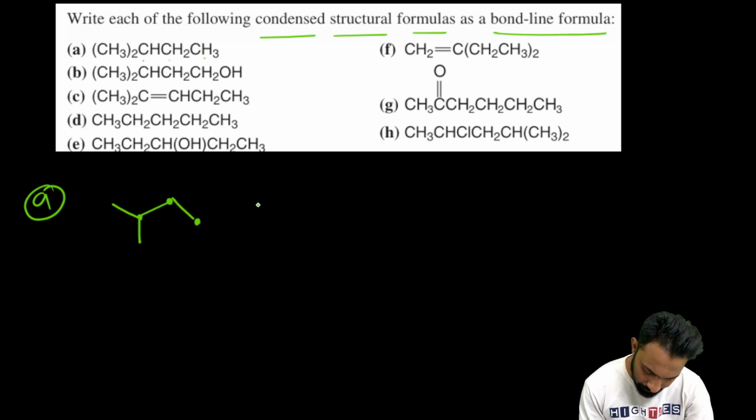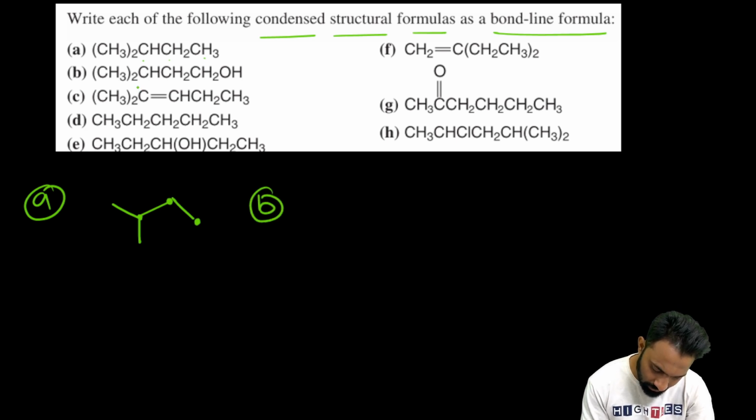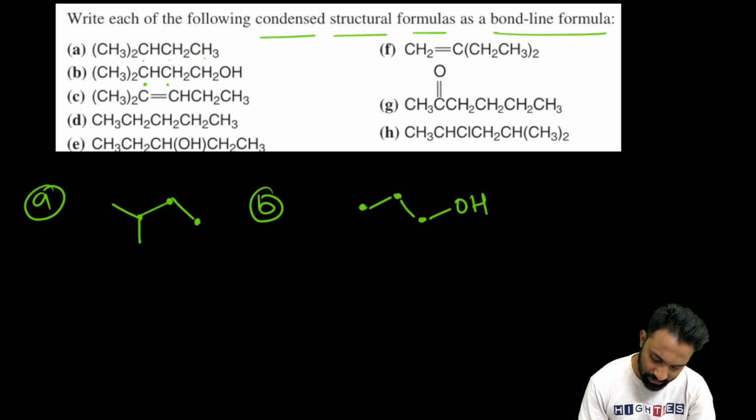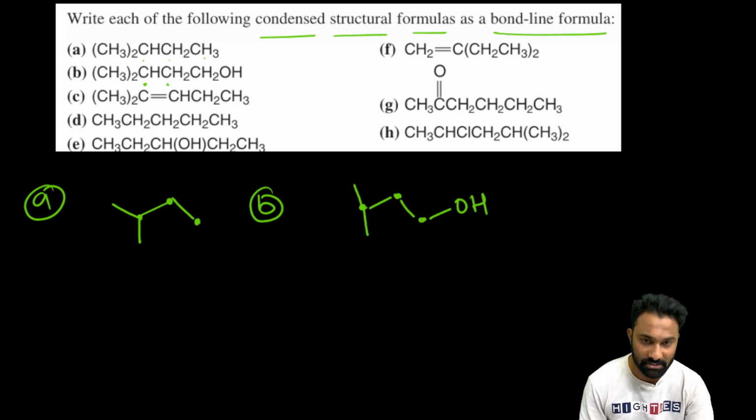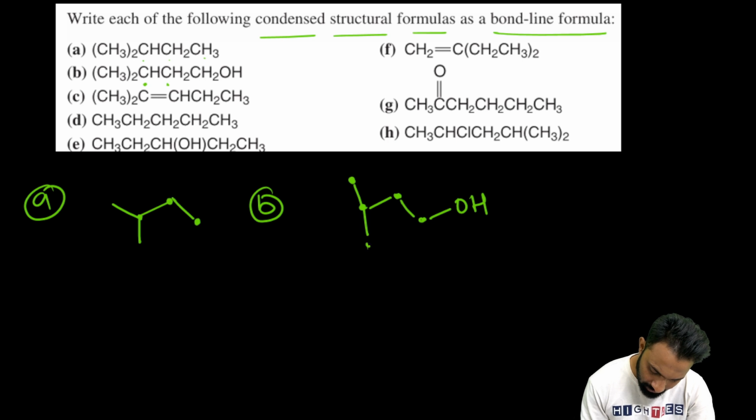Now comes to the B. B bond line notation will be here this carbon 1. Now next one CH2, this carbon. Next one, this is a CH2. Next one, this will be the OH. And we are having the 2 CH3, right? We can write in this manner. Here 1 CH3, here 1 CH3.